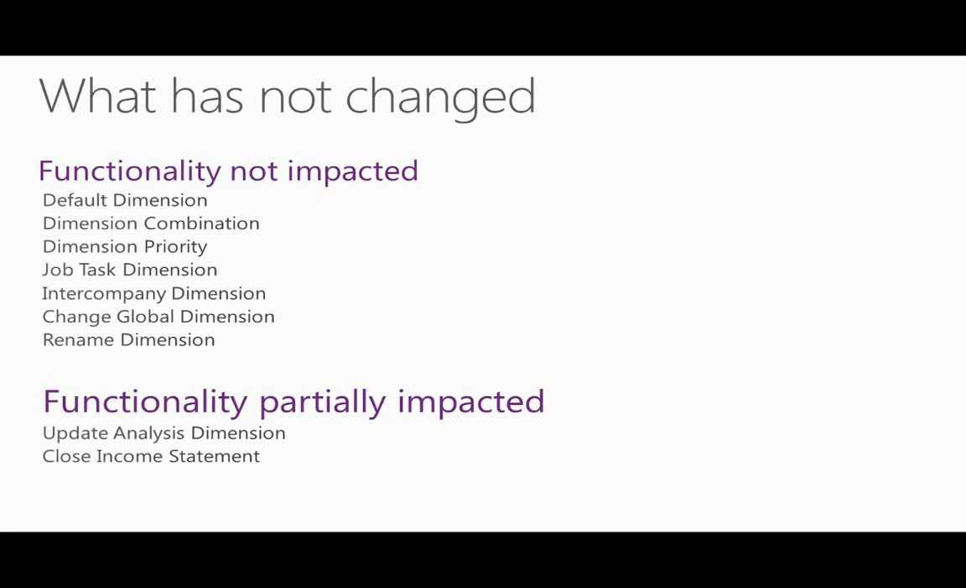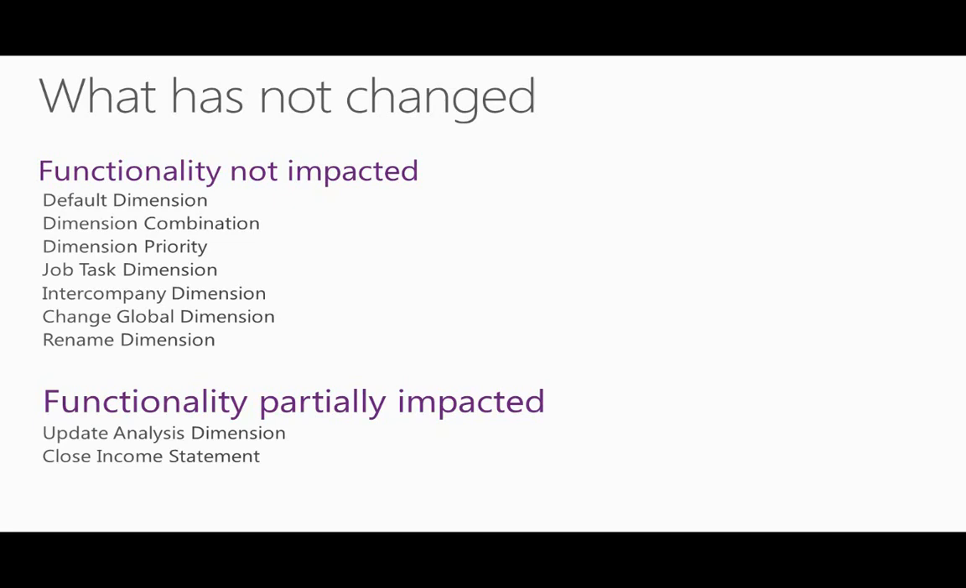Job task dimension. Job task dimension allows the user to set up dimension values to a specific job task. The way the system stores and retrieves the dimension information for the job task is not impacted by the dimension redesign. The table 1002 job task dimension still exists in the database. The dimension tasks are used during the WIP, work in progress, calculation.